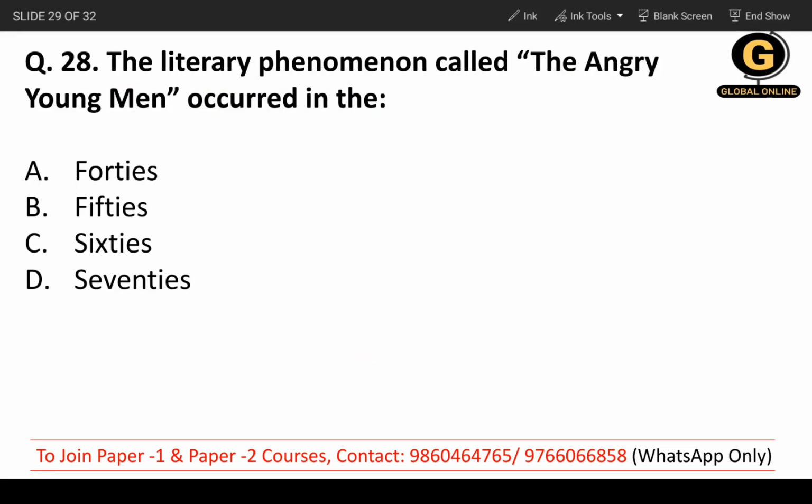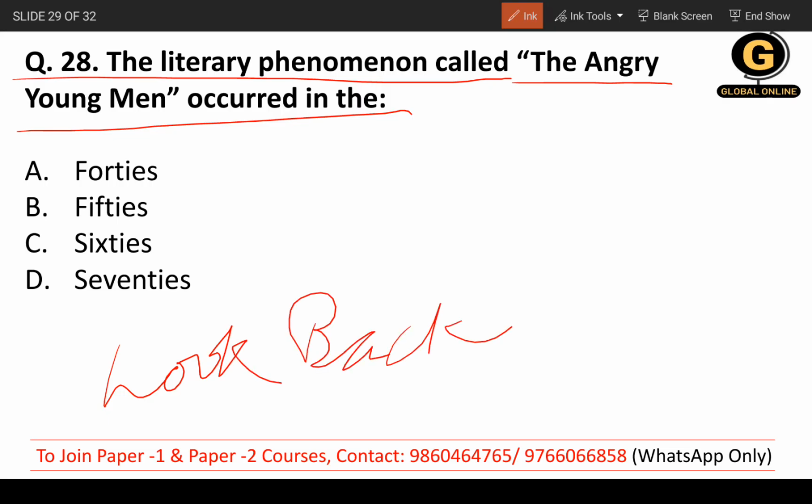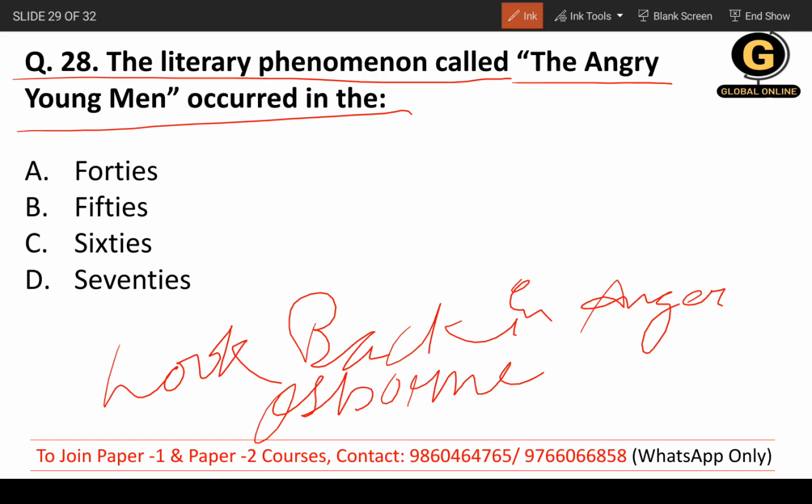Moving on to question number 28. The literary phenomenon called the angry young man occurred in the... So the angry young man came from John Osborne's Look Back in Anger. There's a work, Look Back in Anger. The author is John Osborne. And from here the term the angry young man came. Now it occurred in the 1950s. So the correct answer is the second one, 1950s.